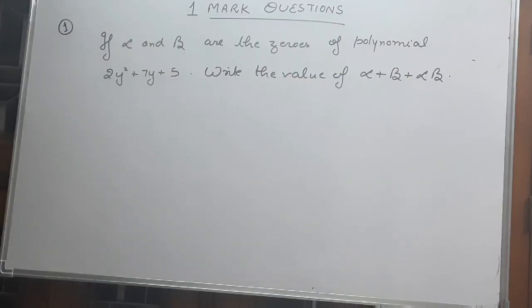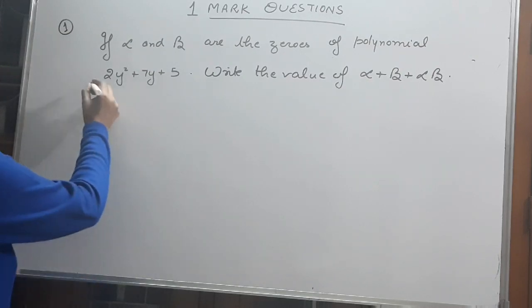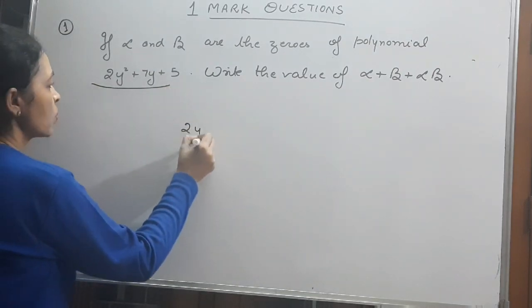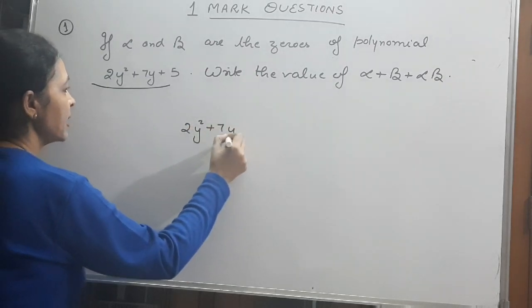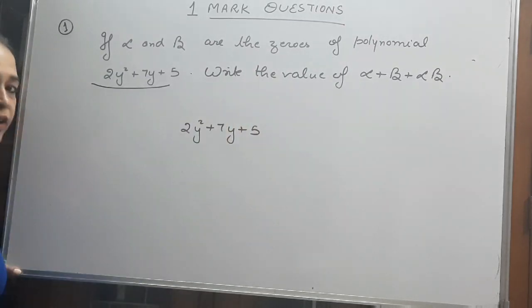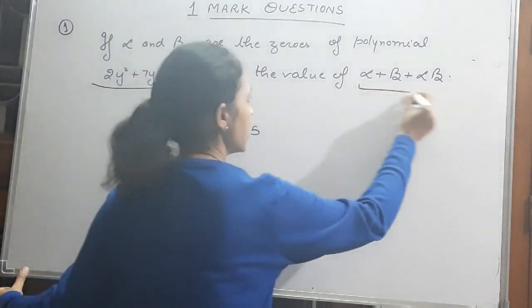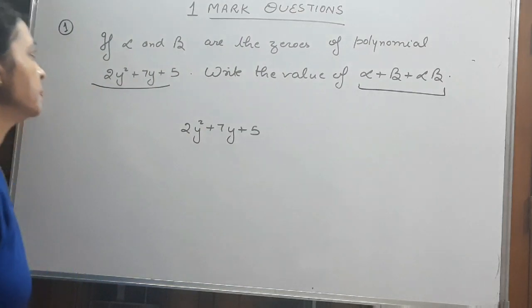Hello students, let's do some more 1 mark questions from the previous year's question papers. If alpha and beta are the zeros of the polynomial 2y square plus 7y plus 5, we have to find the value of alpha plus beta plus alpha beta.